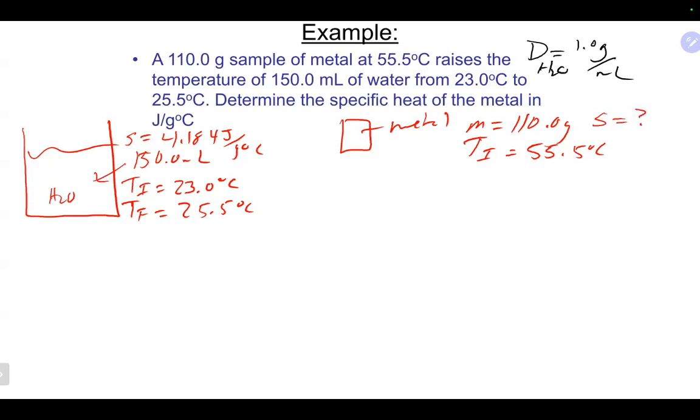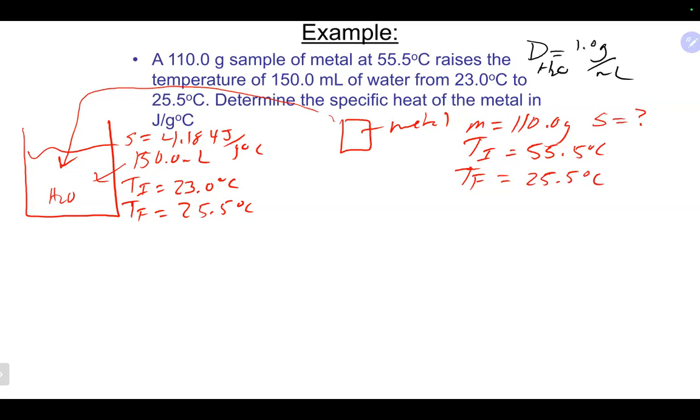And the one thing we know is when this metal goes for a swim, it will eventually come to rest at the same temperature as the water. So we also know the final temperature, which will be the exact same for the metal as for the water in this case. Any questions on that there?